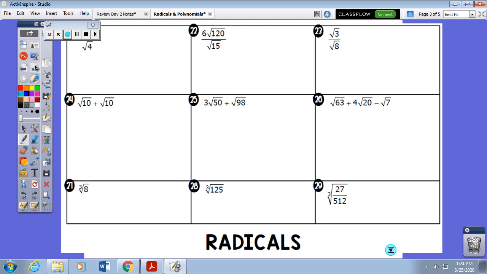So let's go ahead and look at another one. Number 24. So 24 is adding. I have 1 square root of 10 here, 1 square root of 10 here. Square root of 10 is the simplest form. So if I have one of each, it's kind of like combining like terms. So if I have 1x plus 1x, I have 2 x's. So for here, I have 2 square root of 10. That's it.